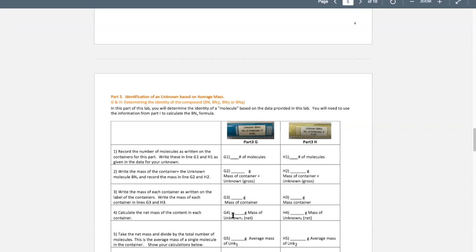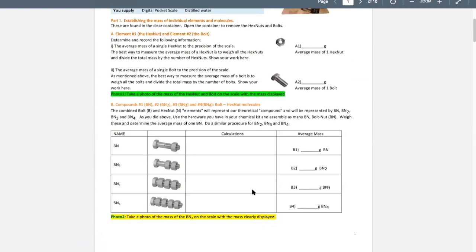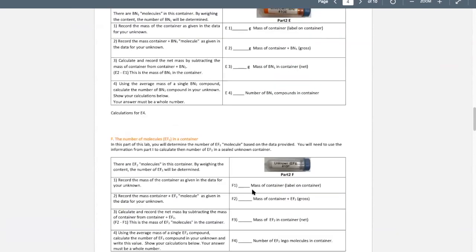So you need to take G4 and divide by G1, and that's the average mass right here. And then you go back to your data right here and figure out which one's the closest. Whichever is the closest is the formula that you have for your unknown. So we're not asking you to calculate it from no man's land. We're asking you to compare to your data. So that's what this is right here.